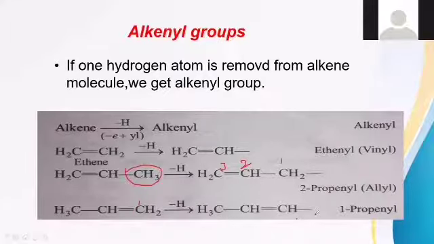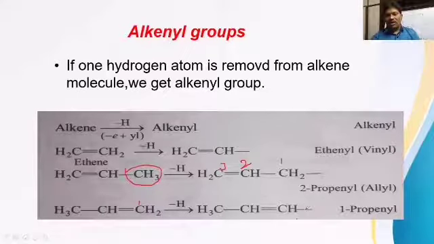In this case, numbering again we have to start from the free bonded carbon. Wherever the free bond is available, that carbon is to be given number 1 position. So here also it is the first carbon, second carbon, third carbon. After the first carbon, the double bond is present. That's why it is called 1-propenyl. This is 1-propenyl, and that is 2-propenyl. Here it is propene.